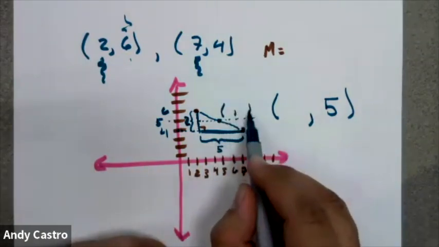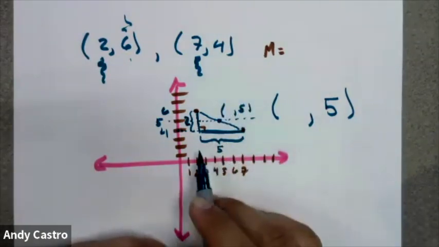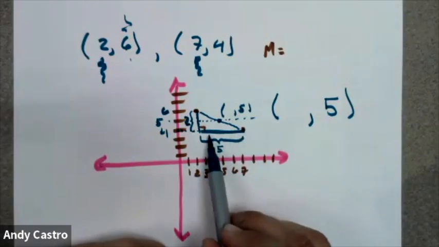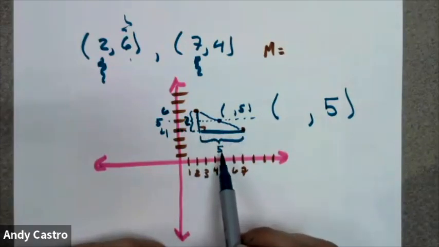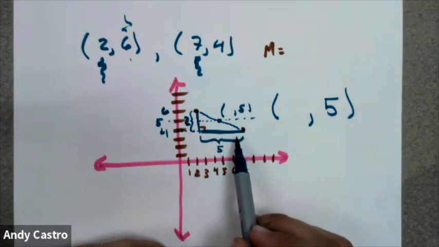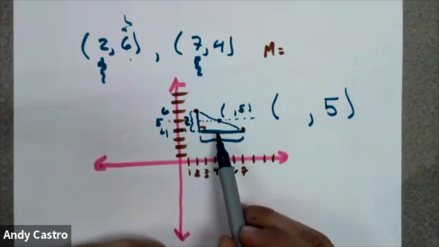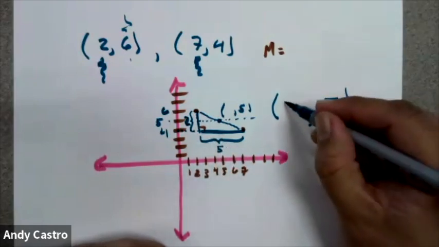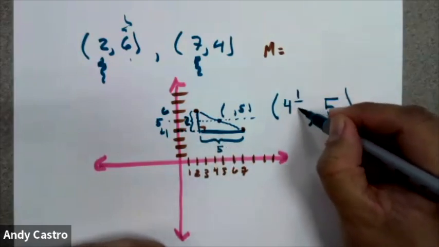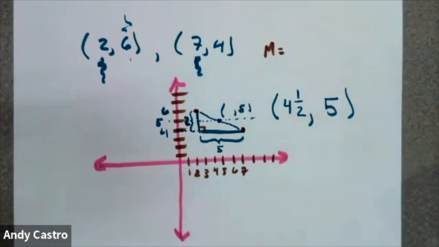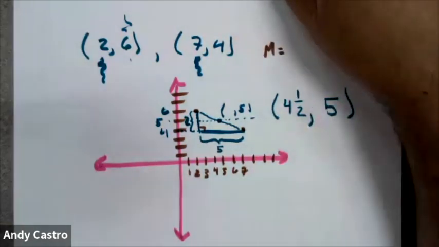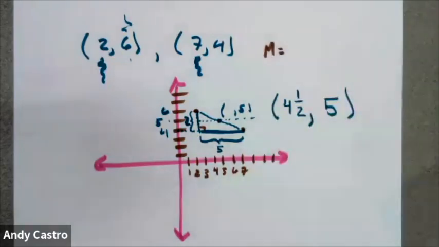Now, what's the x part here? Okay, it's between 2 and 7. So half of 5, which is the distance there, is 2.5. So from 2, if I go 2.5, that's 4.5. So this would be 4.5 for the midpoint.